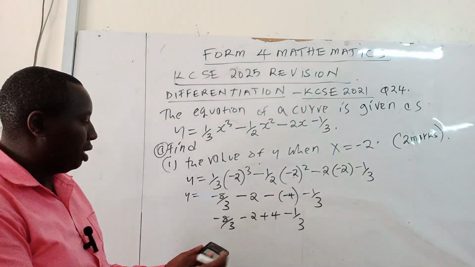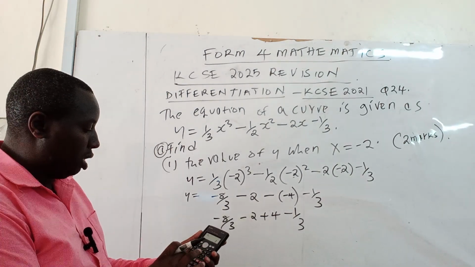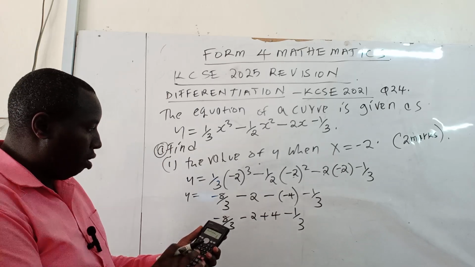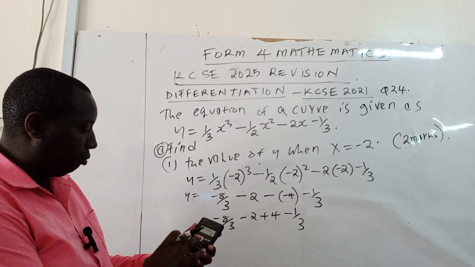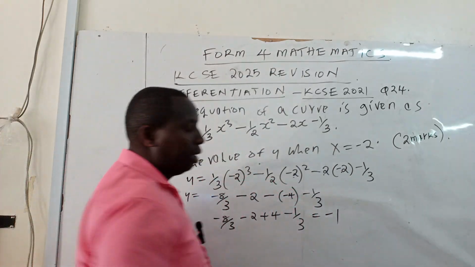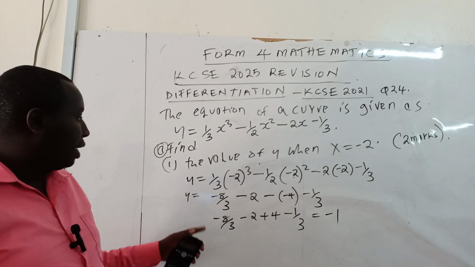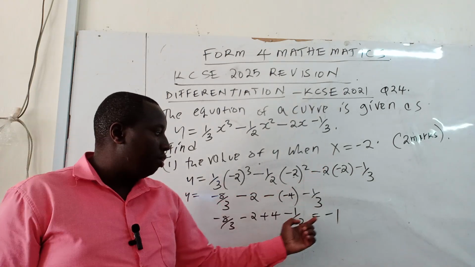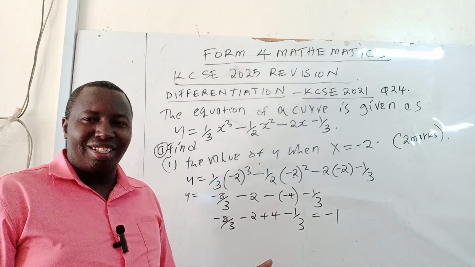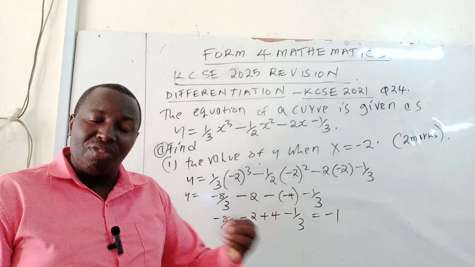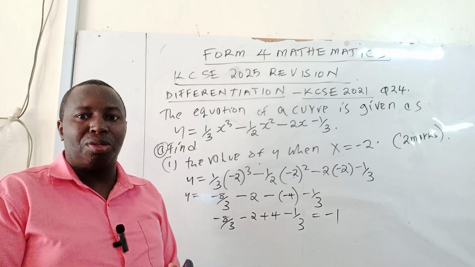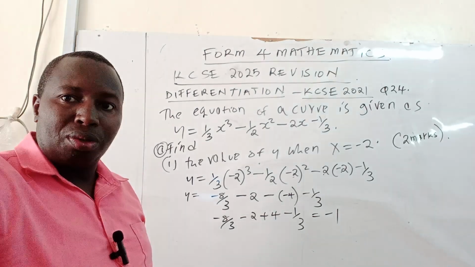You can put this direct in the calculator: minus 8 over 3, minus 2, plus 4, minus a third. In this case, you get the value of y is minus 1. So therefore, when x is negative 2, the value of y is minus 1. That's what the examiner is testing in the first question, A Roman 1. And let's go to Roman 2.